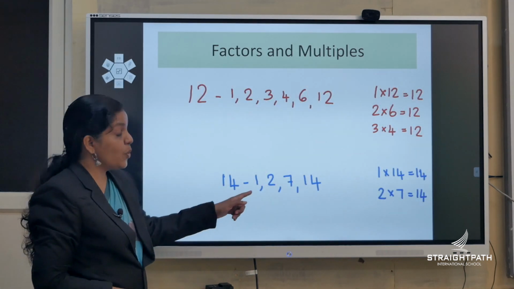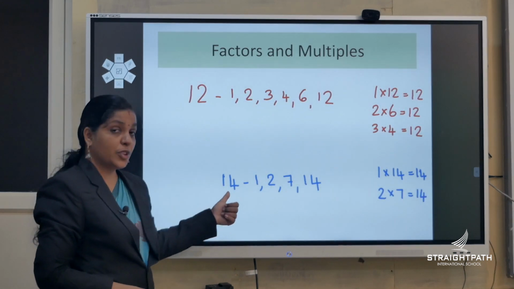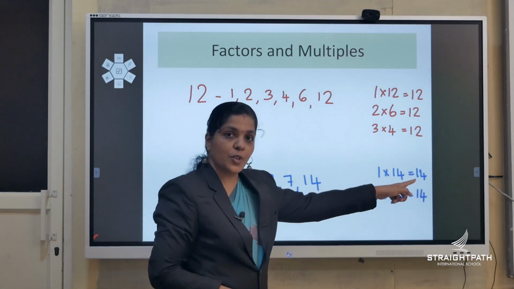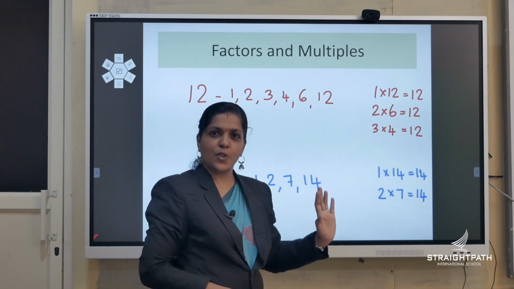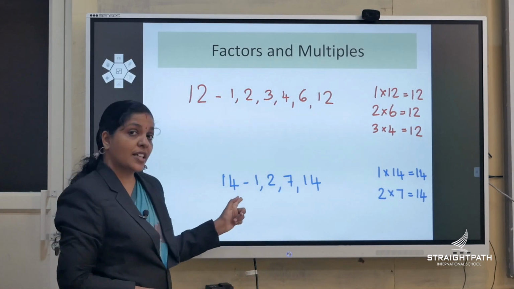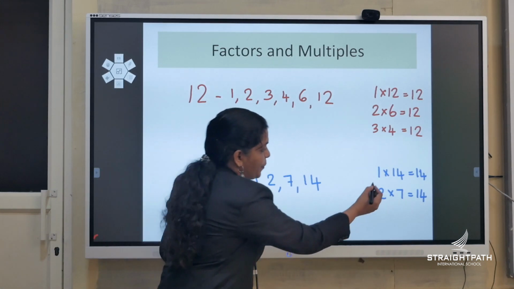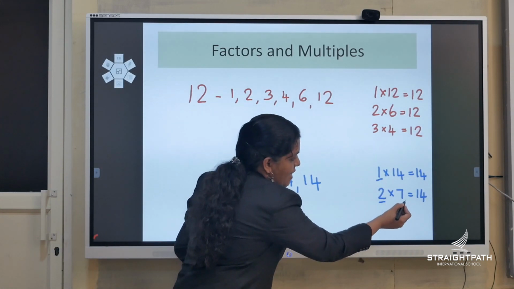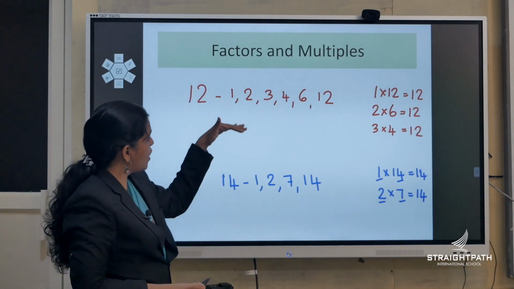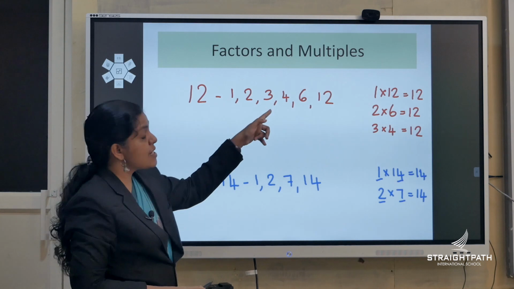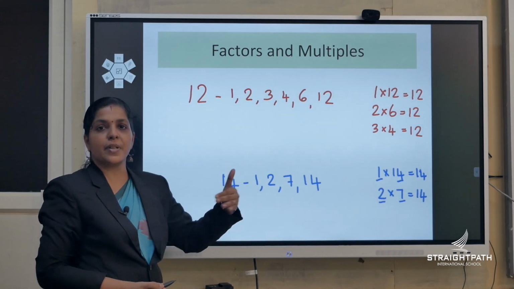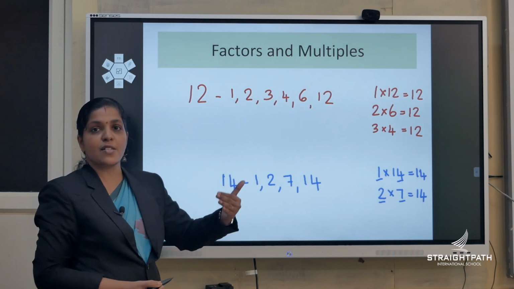Now we will have one more example. Number 14. Which are the factors of 14? 1 into 14 is 14 and 2 into 7 is 14. No other numbers when we multiply give 14, right? So the factors of 14 are 1, 2, 7, 14. What we can observe here is that 12 has 6 factors, whereas 14 has 4 factors. So the number of factors depends on the number.